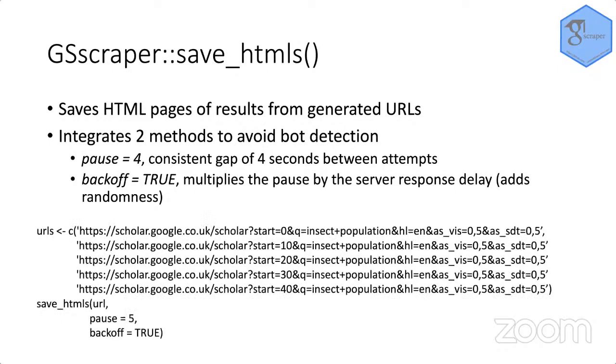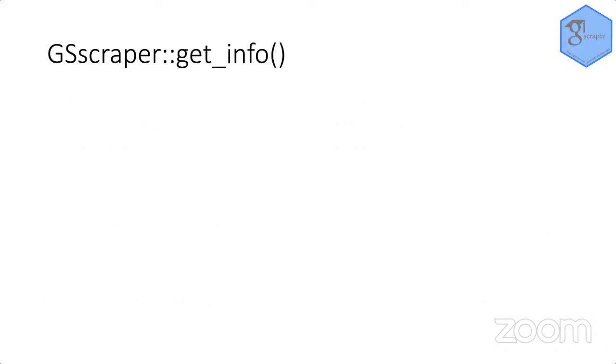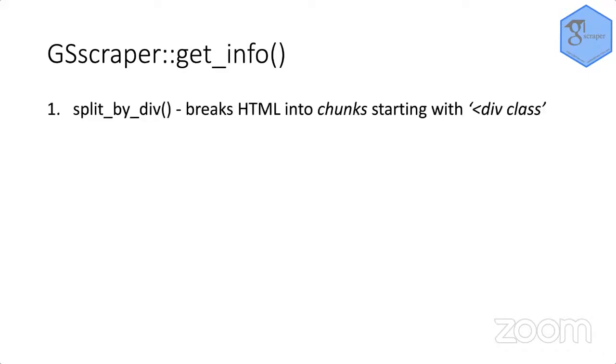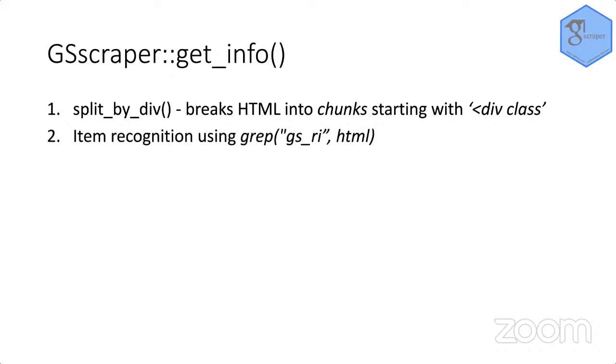So if we see these 5 URLs given here, the function would pull back the HTML pages for those 5 URLs, waiting, in this case, 5 seconds multiplied by whichever server delay happened at the time, and it would save them locally. The next function is to get the information out of those HTMLs. It uses a subfunction called split by div, which breaks the HTML into chunks of code, each starting with div space class. It then uses regular expressions to extract each set of search results in a single chunk from within an HTML file.